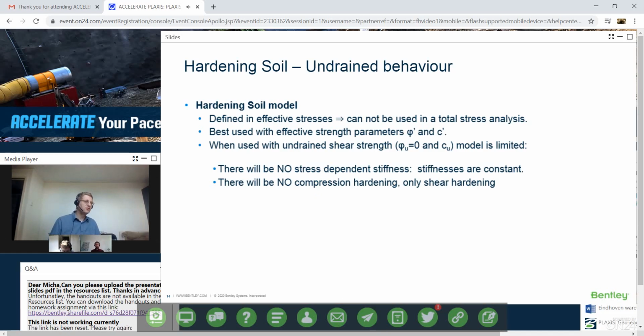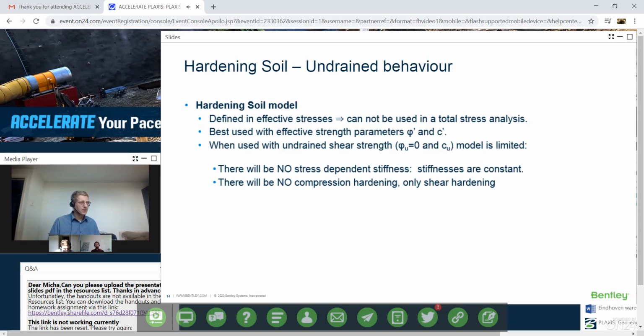But you have to realize that if you do so, the stiffnesses become constant again. If you look at the equations a couple of slides back and you fill in phi is 0, then you will see that the whole middle part of the equation falls out, and it will just say E equals E ref times 1 to the power m. But 1 to the power m is always 1, whatever m is. So that means that E equals E reference. So with undrained shear strengths in the hardening soil model, you lose stress-dependent stiffness.